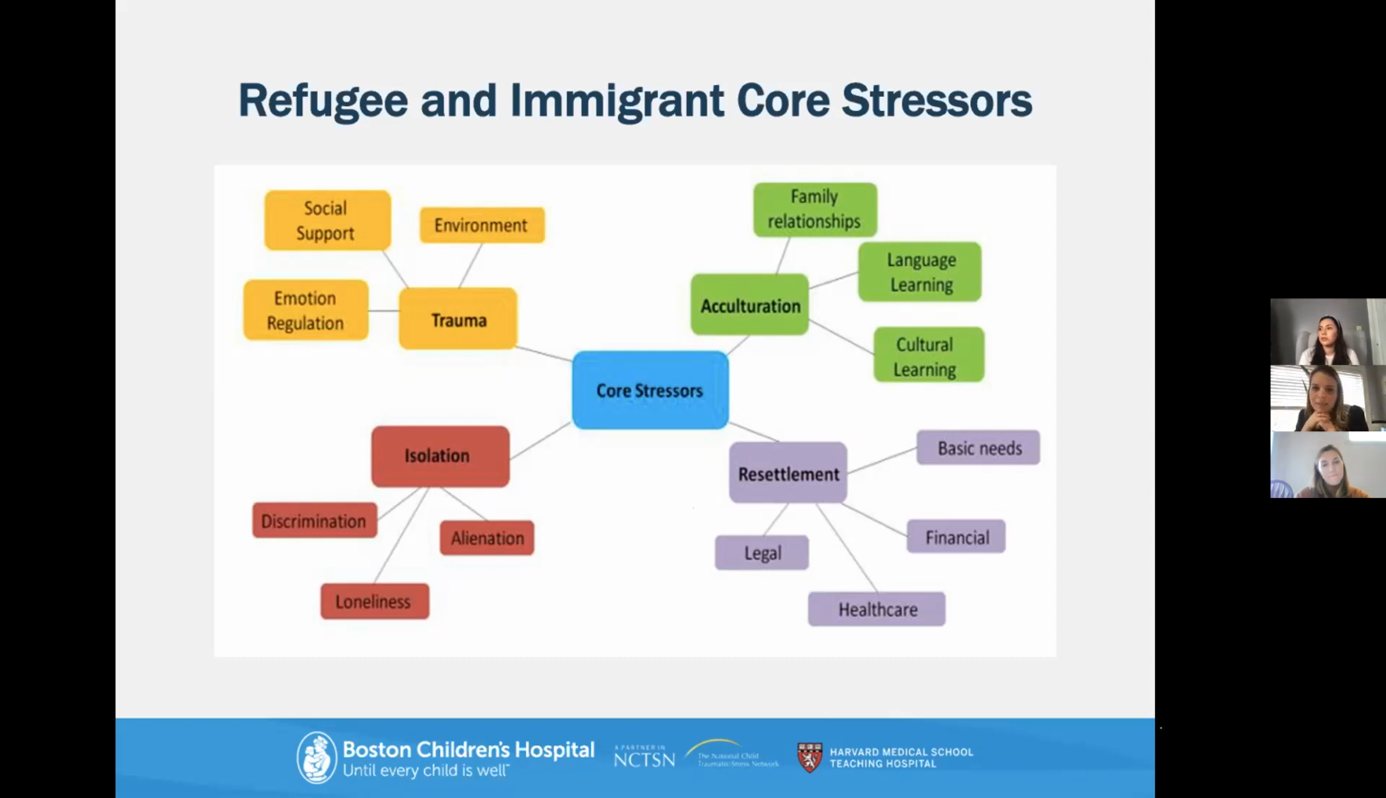And finally, as we talked about earlier, trauma is often a huge piece of many individuals' experiences, and can really be impacted, right, by the environment they're coming into, degree of emotional regulation and what they've experienced prior to coming, and then again, degree of social support.